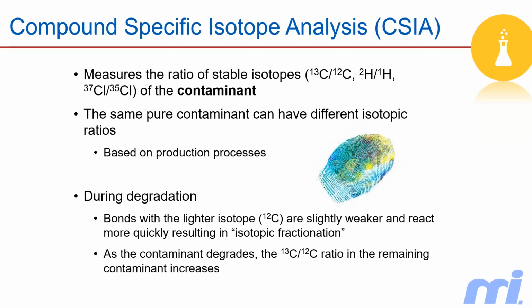So if we know our pure contaminant isotopic signature, and we see the isotopic signature of our 13 carbon to 12 carbon ratio in our sample, then we can start to see, is it biodegradation or is it simply dilution or dispersion that's happening in our sample.